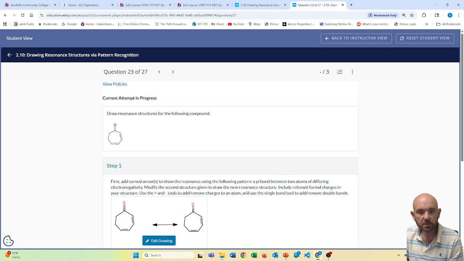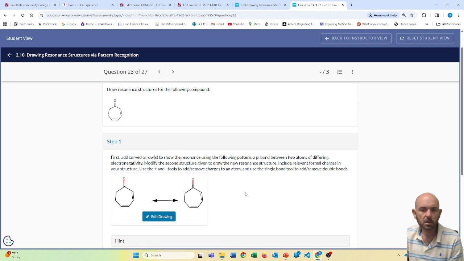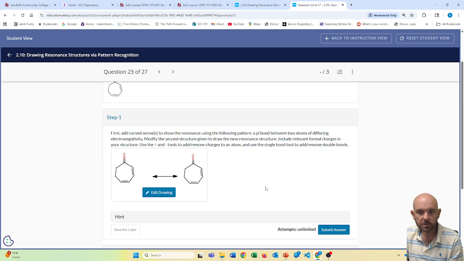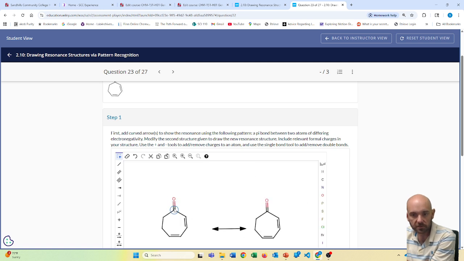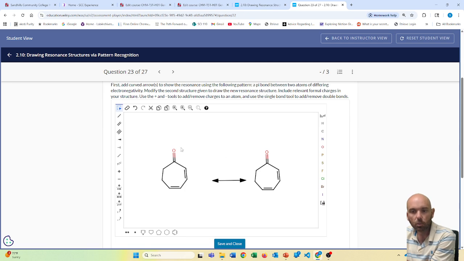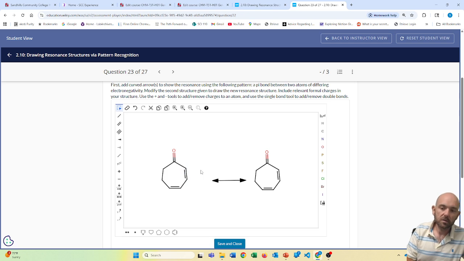In question 23, we are going to follow stepwise through drawing all the resonance structures for this compound here, and it says first add curved arrows to show the resonance using the following pattern: pi bond between two atoms of differing electronegativity. So that probably has to do with that oxygen there and that pi bond here. And once you complete that, you'll notice a carbocation formed, which is adjacent to a pi bond here. And so that leads to the formation of a few new resonance structures that follow stepwise down through that question.